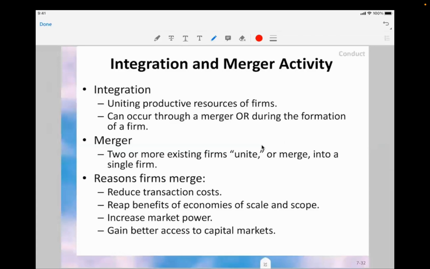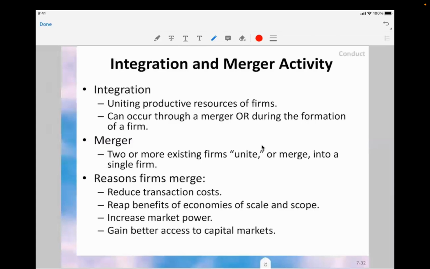The reasons that we go for merging are to reduce the transaction cost, to reap the benefit of economies of scale and scope, to increase market power, and also to gain better access to the capital market. To reduce the transaction cost means what? Let's say that we have two companies. The easiest example is renewing the contract for the labor. So we have two companies, two accounting systems, two HR systems, and two HR departments. Now by merging these two, you can have just one HR department and one accounting department, and obviously all of the transaction costs would be less for you.